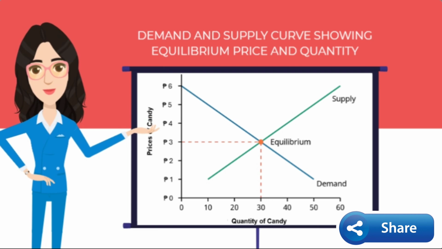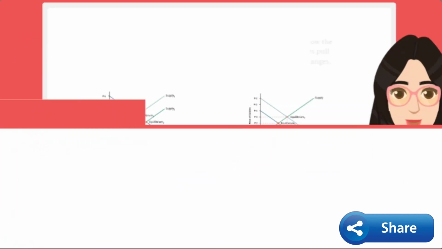And what if the price of candies were 4 pesos, which is a price higher than the equilibrium price? So with that, the suppliers would make 40 candies available, but the quantity of candies demanded would be only 20 candies. And this situation will lead to a surplus or excess quantity supplied of candies. Inversely, when the price of candy is 1 peso, a price below the equilibrium price, consumers may want to purchase 50 candies, but sellers would only want to sell 10 candies at that low price. Since 1 peso is a price below the equilibrium price, a shortage will occur because quantity demanded will exceed quantity supplied.